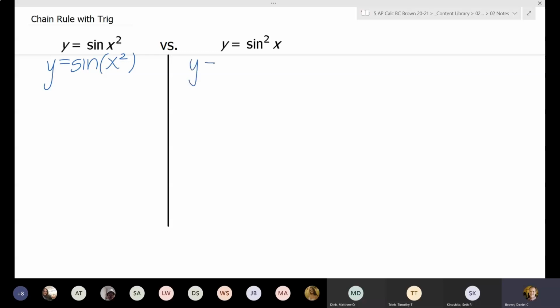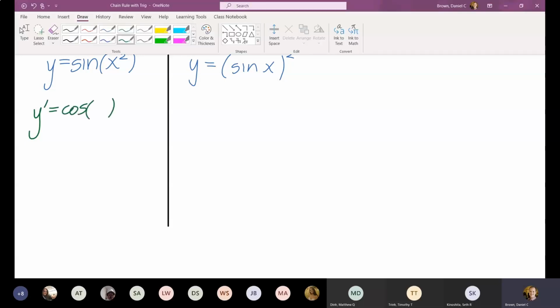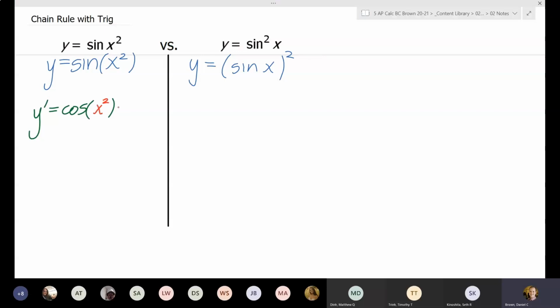So we can think of this as y is equal to something squared. What's being squared is sine. They won't be written with those parentheses there, so we do have to make sure we understand the math notation. When I go to take the derivative of them, for this first one, the derivative of sine is cosine. Inside stays the same, then times the derivative of the inside. Compared to the second one, y prime is going to be, the outside function is something squared. The inside stays exactly the same, and then multiply by the derivative of the inside.